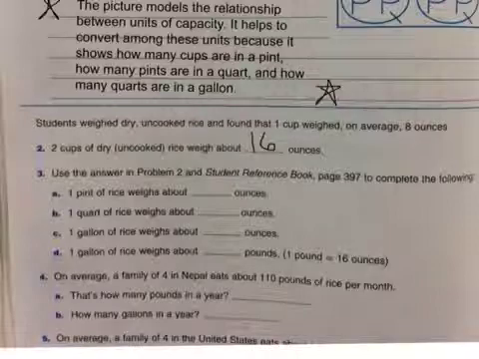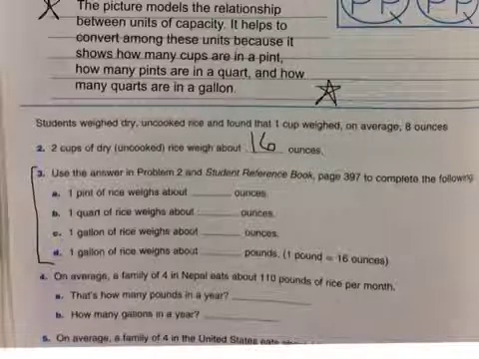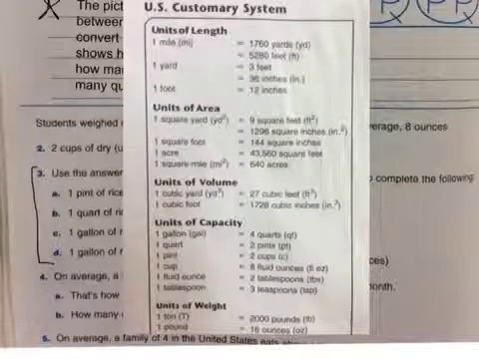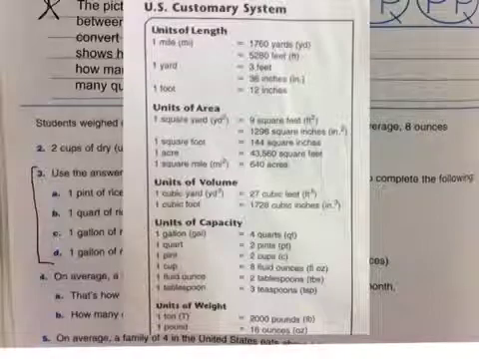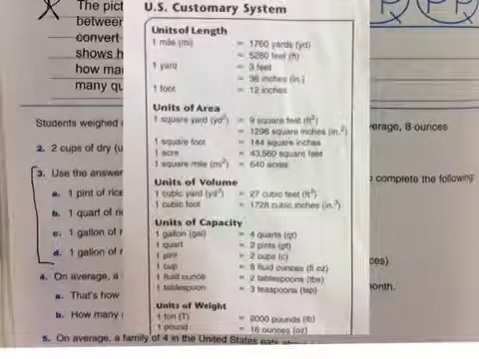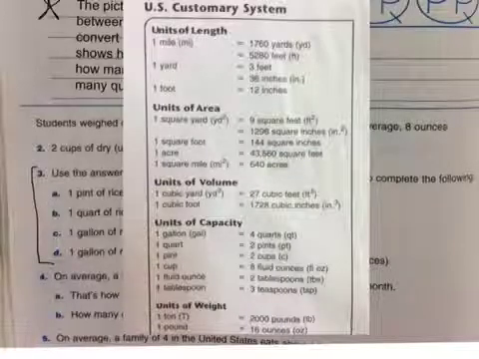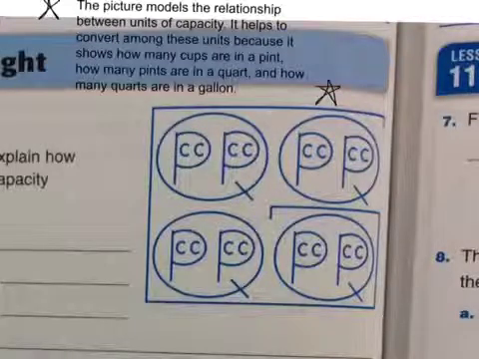Go ahead and figure out 3 and 4. Actually, for 4 you have a different one, but go ahead and solve all the questions for 3. Feel free to use the U.S. customary system chart found on page 431 of your math journal. There you can see how each one converts, or what's found in each one. Also, you can simply just use what we learned on the top. This model right here will help you.